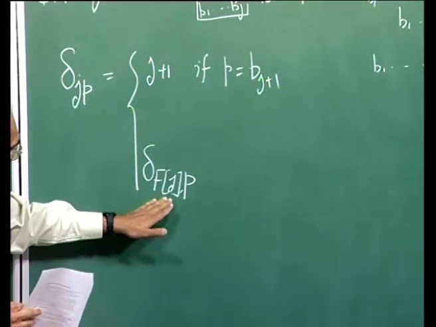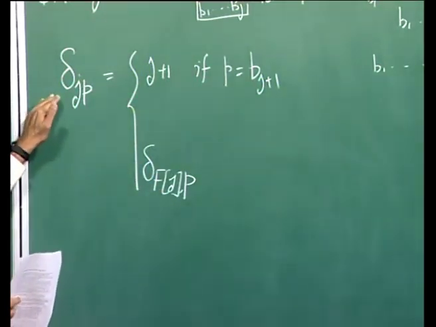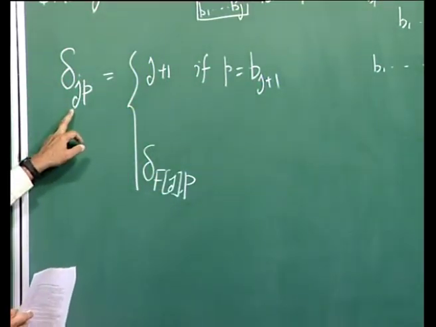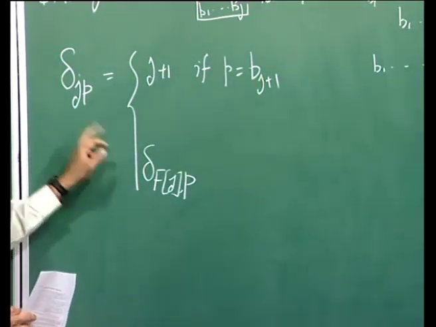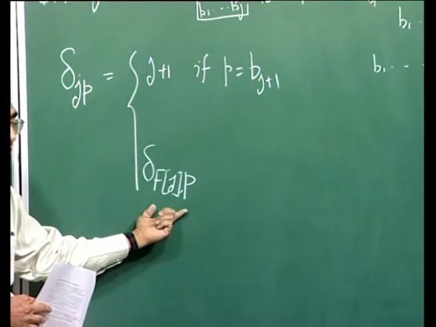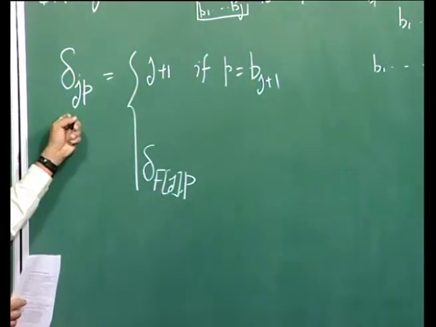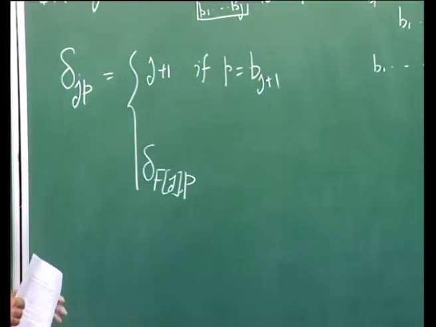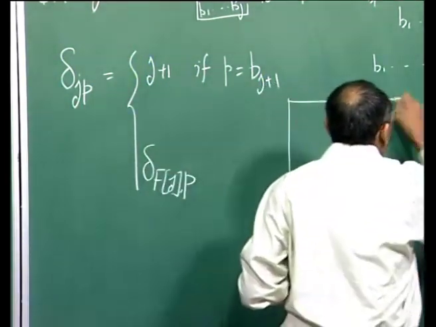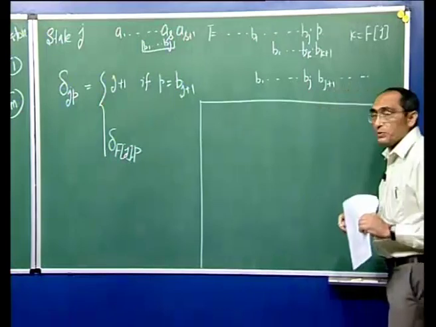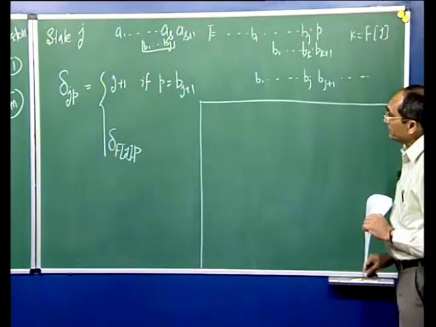Once again, if we compute this from smaller to higher values of j, then this value would already be known to us, because f of j is strictly smaller than j. So that gives us a simple algorithm to compute the transition function.